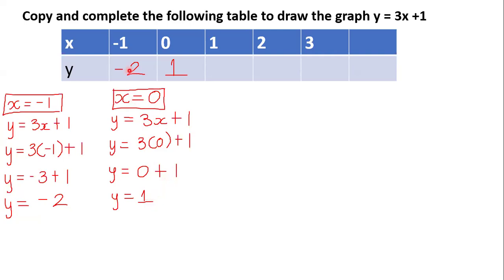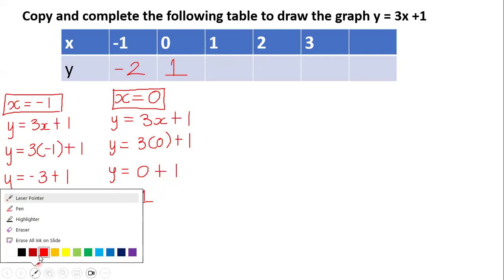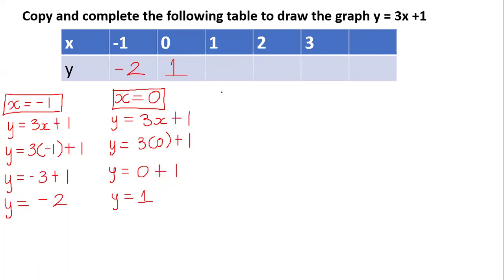Trayvon. So when x is equal to negative 1, we get negative 2. When x is equal to 0, we get 1. So what's the next one we're going to do? When x is equal to what?